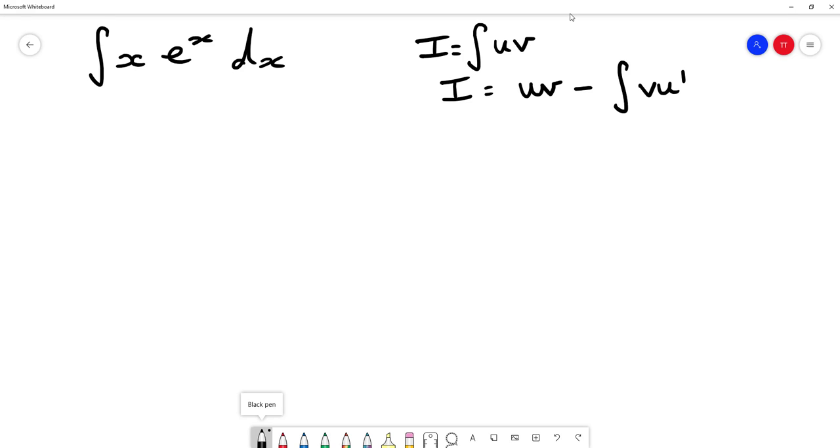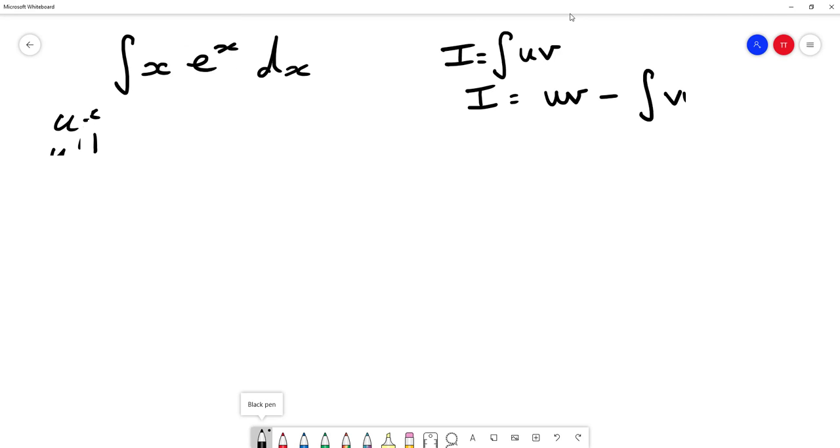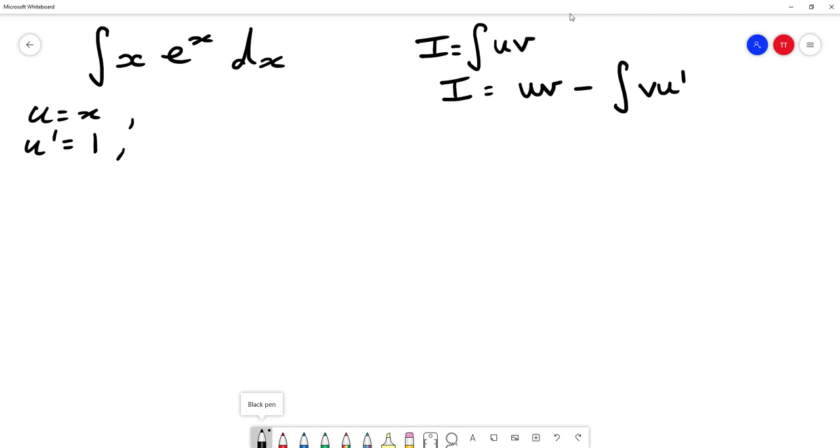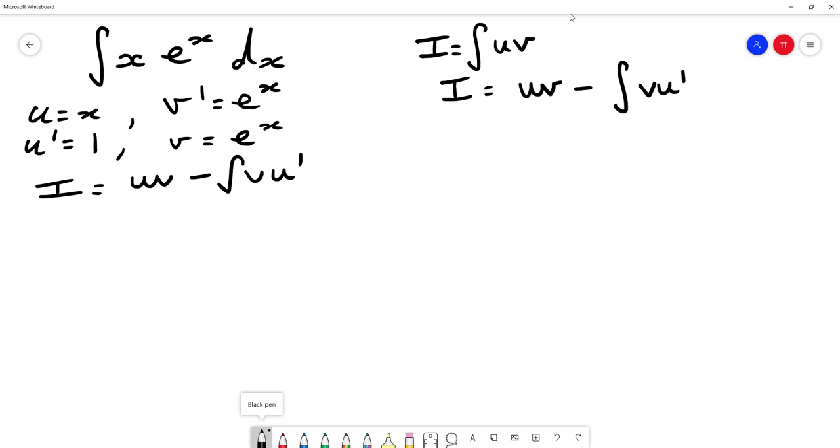So in our case, u is going to be x, so u dash is the differentiation of that, which is 1. And we can say v dash is going to be e to the x, so therefore v is e to the x. So now we can plug into the formula uv minus vu dash.